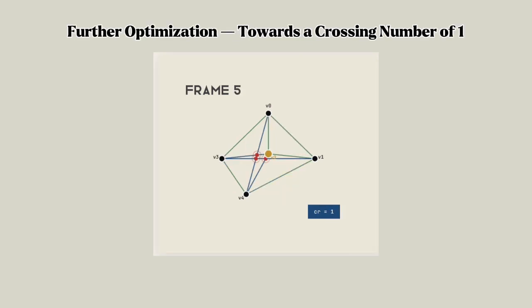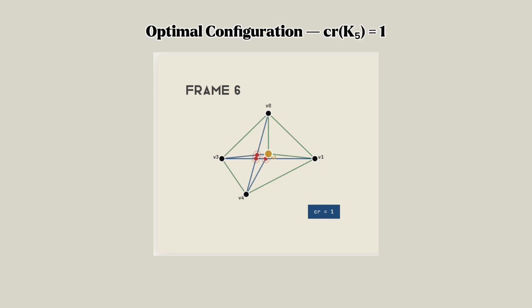By strategically repositioning vertex V2 inside the polygon formed by the other 4 vertices, one additional crossing can be eliminated. The configuration consisting of 1 vertex inside and 4 vertices outside is a classical approach for minimizing crossings in K5. As a result, the number of crossings is reduced to 1. The final configuration shows the single remaining crossing that cannot be eliminated.